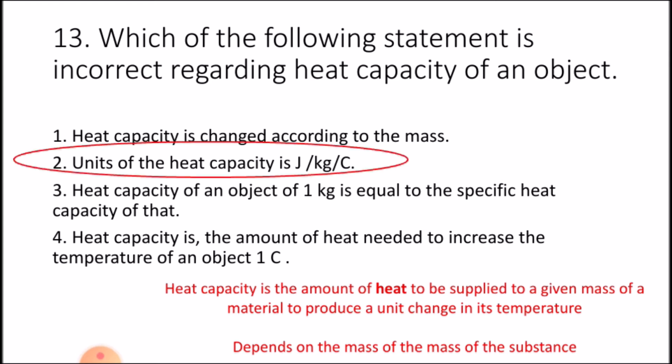The answer should be the second one, because even though heat capacity depends on mass, as mentioned, we cannot include that into the units. Heat capacity is as defined here, the amount of heat required to raise the temperature of a given mass of the material. And the third one is correct because it has specified the mass. Therefore it is the definition of specific heat capacity.